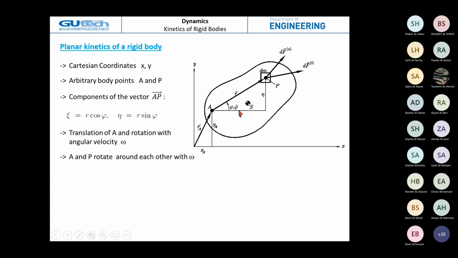We have the position between A and P, which we note by the vector r. This is the distance between the point A and the point P. We have xi here, r cosine phi, and eta, it's r sine phi.